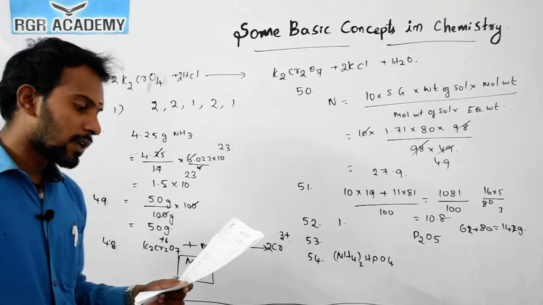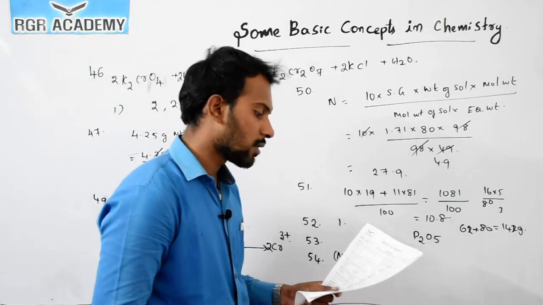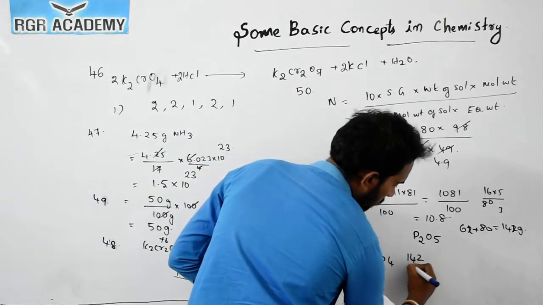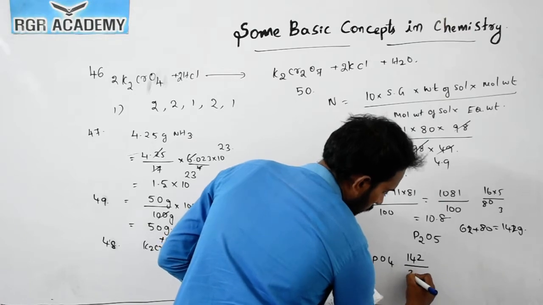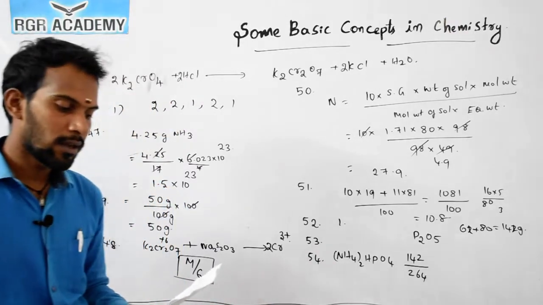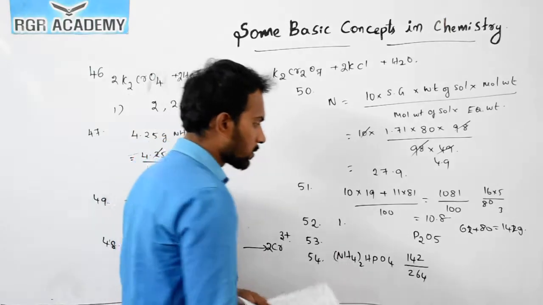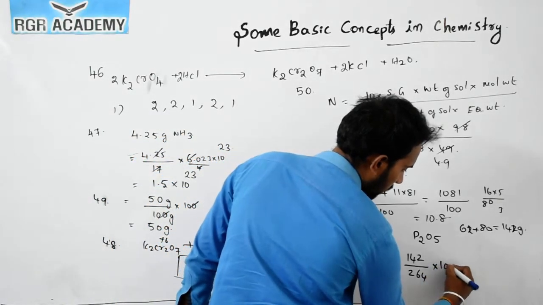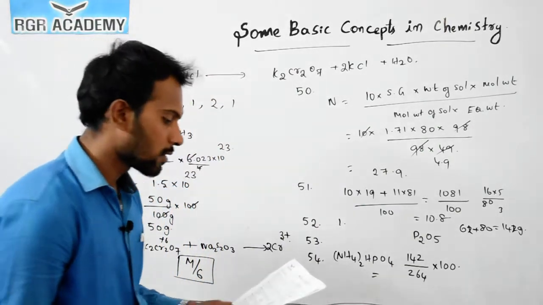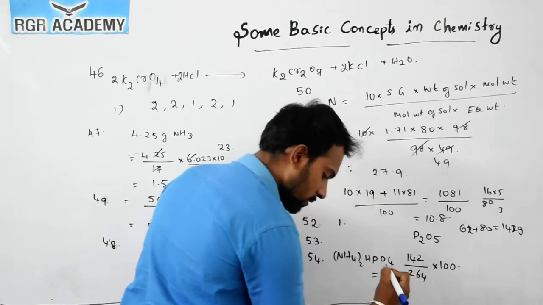Now, the weight of diammonium phosphate, the weight of the salt, so add these values and you will get 264. Diammonium phosphate weight is 264. So multiply by 100, solve this one, and you will get the value 53.7. So the option is 2.